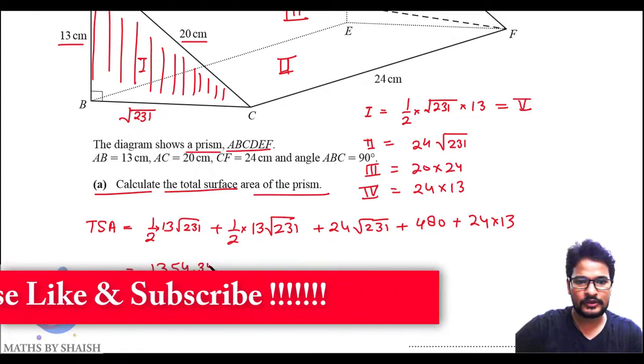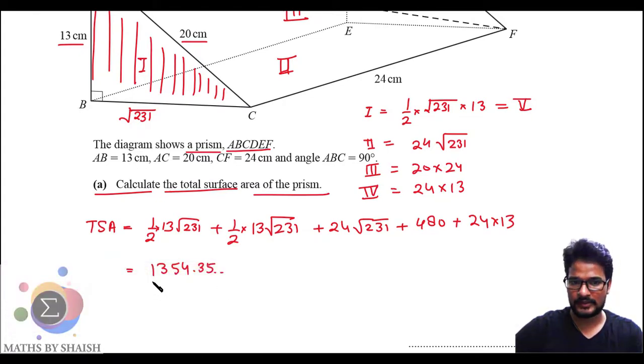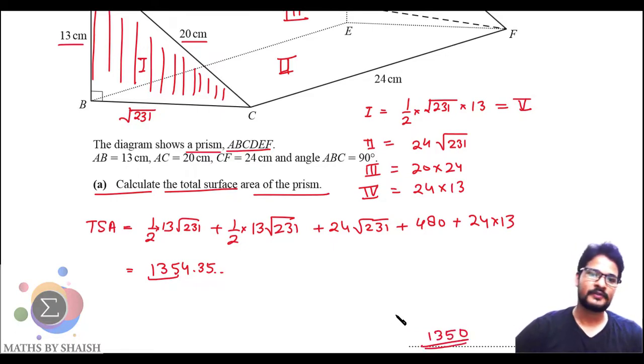And this value is 1354.35 and so on. So we can write our answer till 3 significant figures, or we can write till the nearest integer. So it is going to be 1350 centimeters square. That's the total surface area.